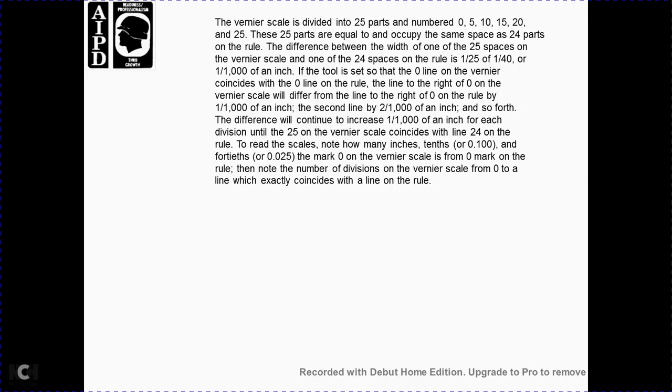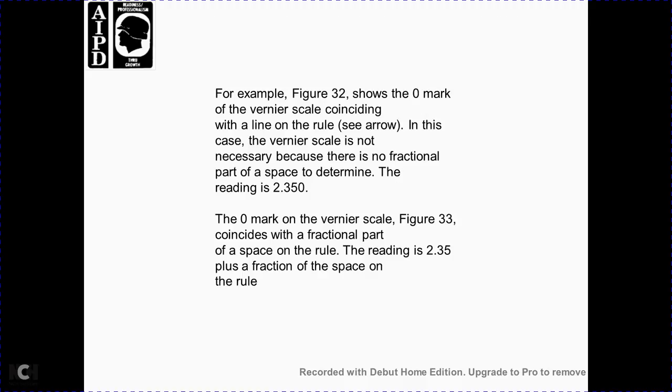To read the scale, note how many inches, tenths, and 40ths, or 25,000ths of an inch, the 0 mark on the vernier scale has passed on the rule. Then note the number of the division on the vernier scale that exactly coincides with a line on the rule. For example, Figure 32 shows that the 0 mark on the vernier scale coincides with a line on the rule. See the arrow. In this case the vernier scale is not necessary because there is no fractional part of a space, so the reading is 2.305.